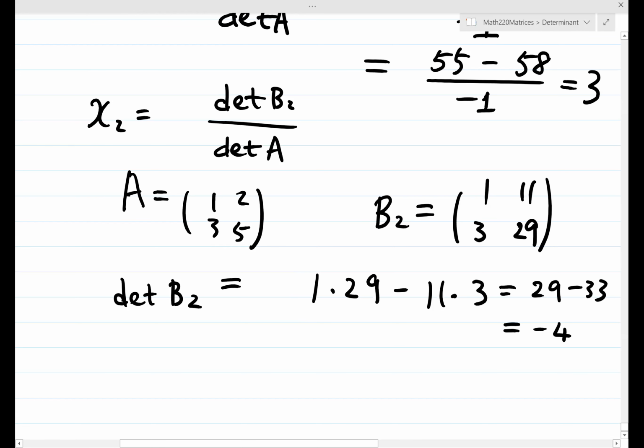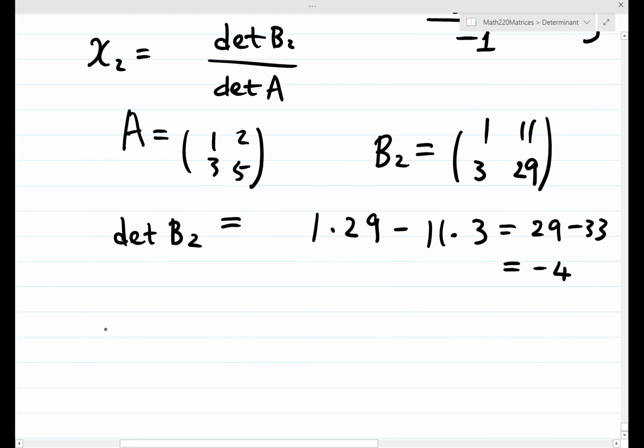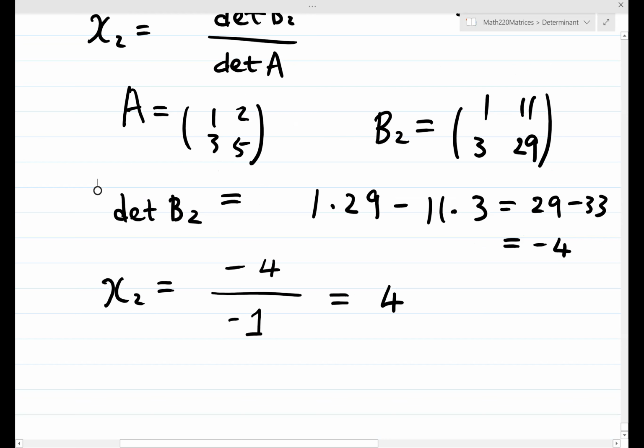And then you find x2. x2 is the determinant of B2 over the determinant of A. Determinant of B2 is -4, determinant of A is -1. So you get 4. So the solution x1, x2 is 3, 4.